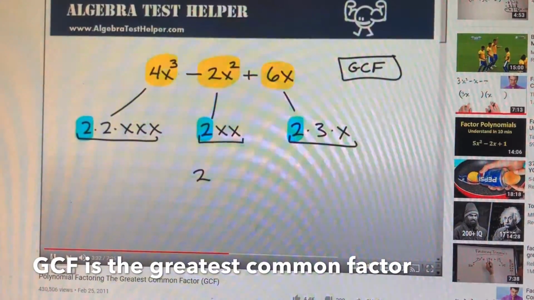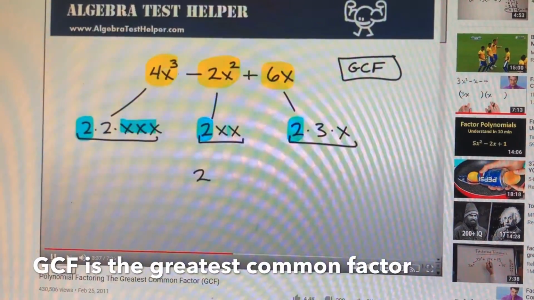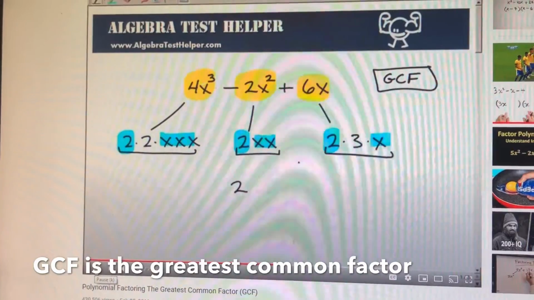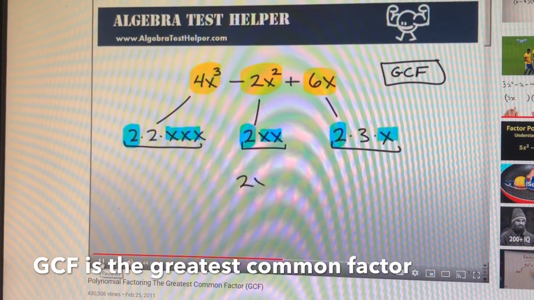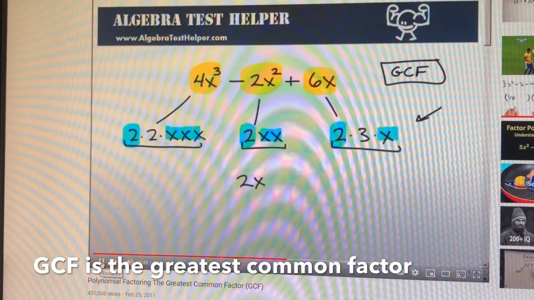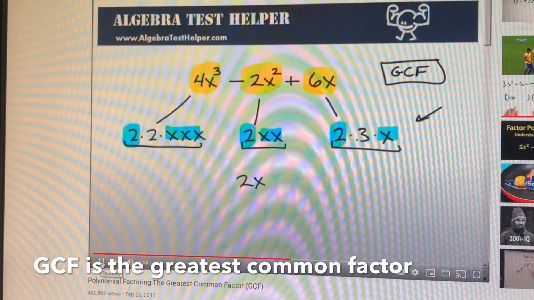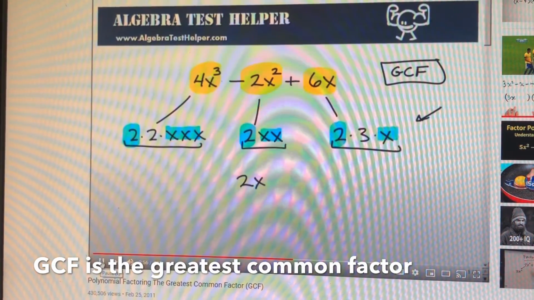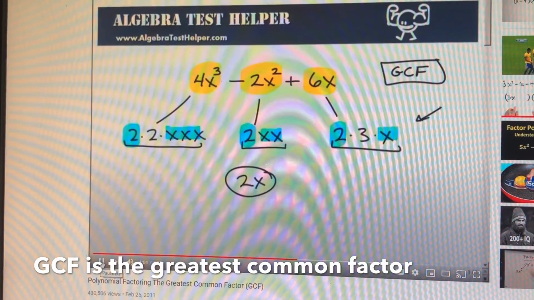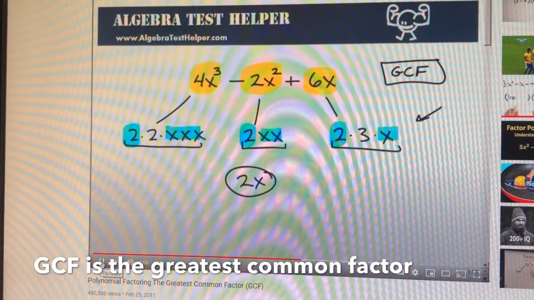Now we just have to focus on the x's. This one has 3, this one has 2, and this one has 1. But the only thing that they all have in common is only one x, because this one over here only has one x. It doesn't have 2, it doesn't have 3. So all three of these terms have at least an x in common. So they all have a 2 in common, and they all have an x in common. Beyond that, they don't have anything else in common. So 2x is the greatest common factor.